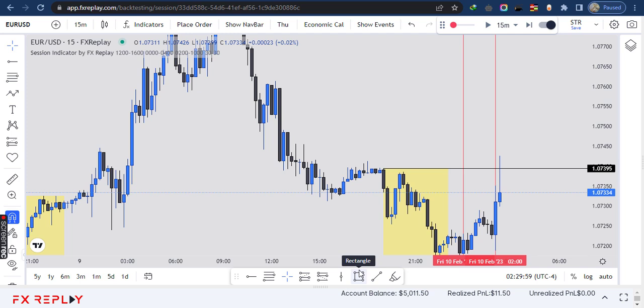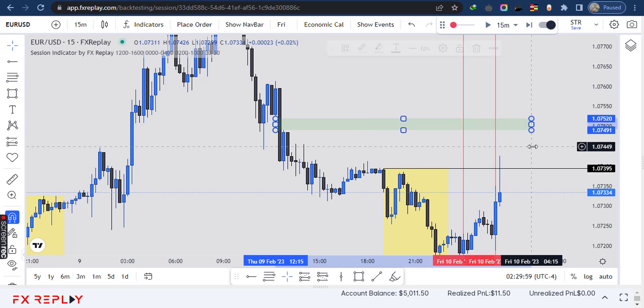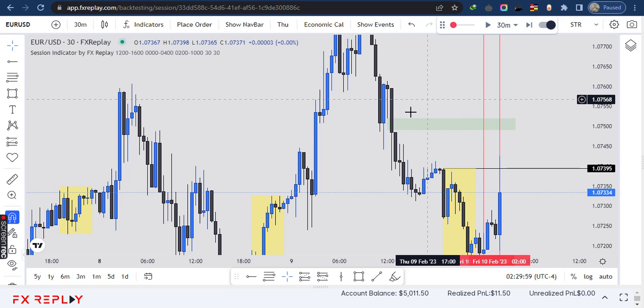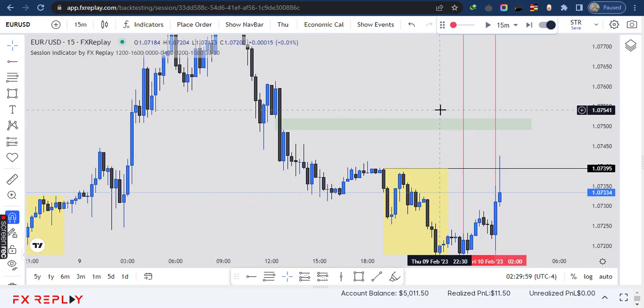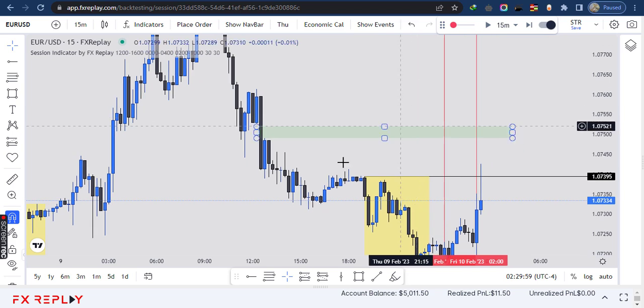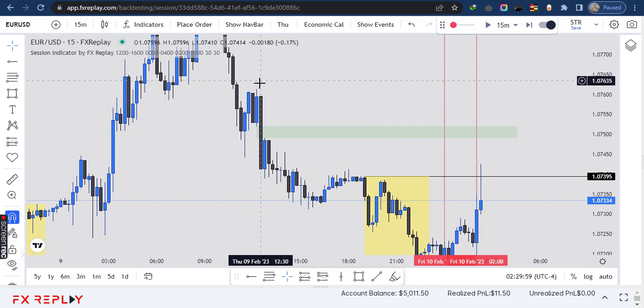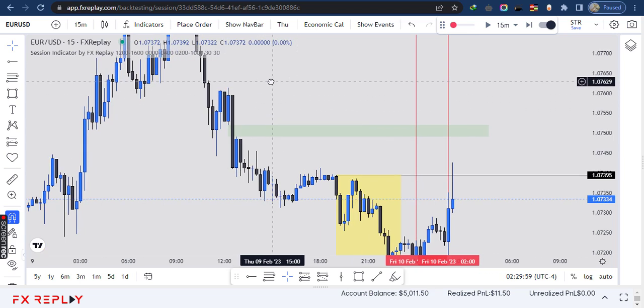You can see that there is a fair value gap right here. If you go to the 30-minute, it's here also, but when you find it, just stop right there. So there's a fair value gap and there's also an OB here. Now what you want to do is wait for price to reach that. I want you to set your alerts.